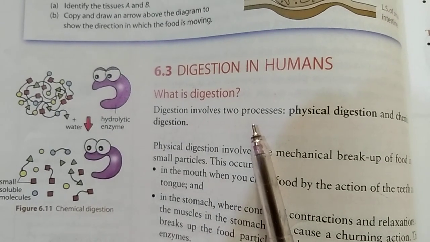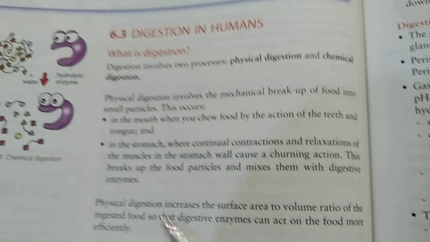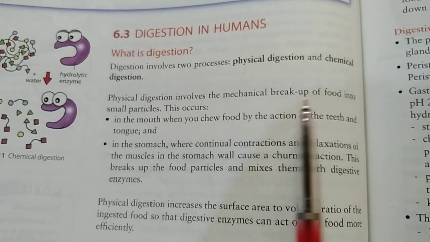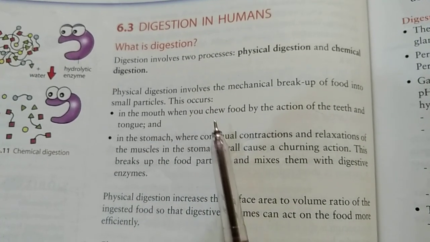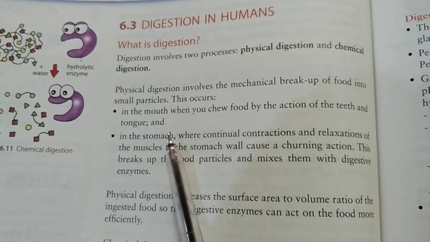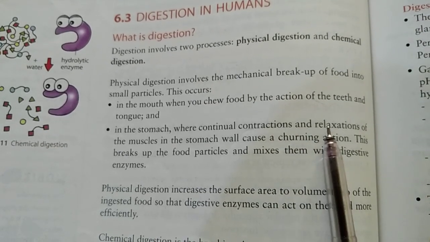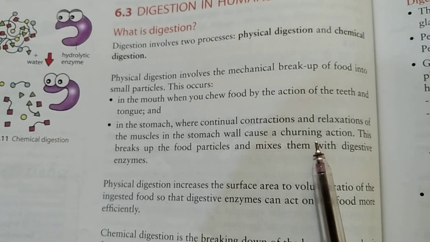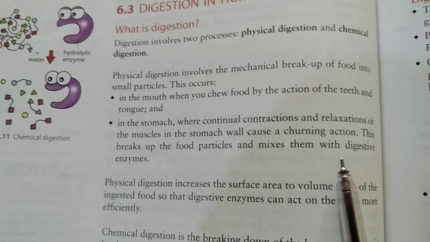Digestion involves two processes: physical digestion and chemical digestion. Physical digestion involves the mechanical breakup of food into small particles. This occurs in the mouth when you chew food by the action of the teeth and tongue, and in the stomach where continual contractions and relaxations of the muscles in the stomach wall cause a churning action. This breaks up the food particles and mixes them with digestive enzymes.